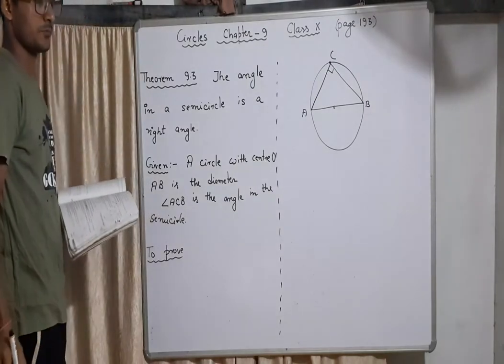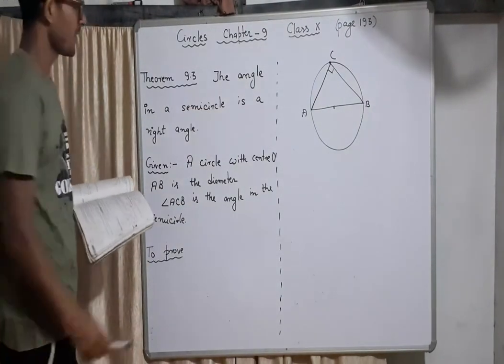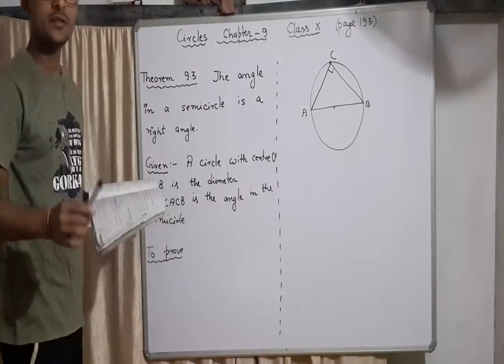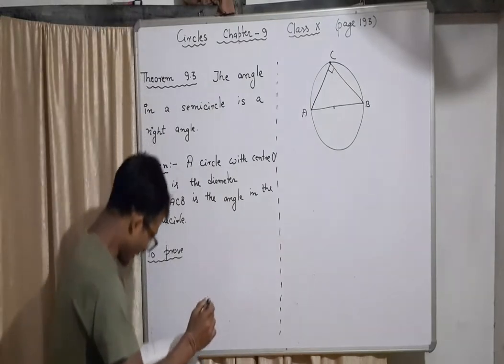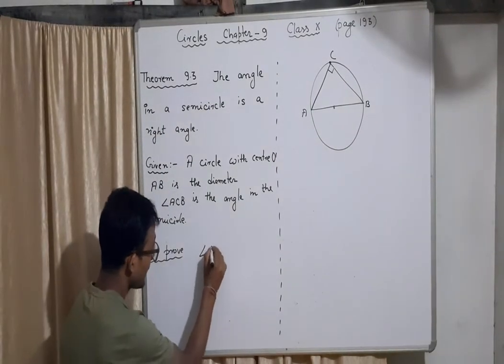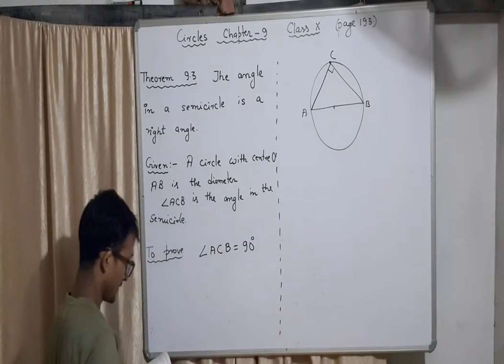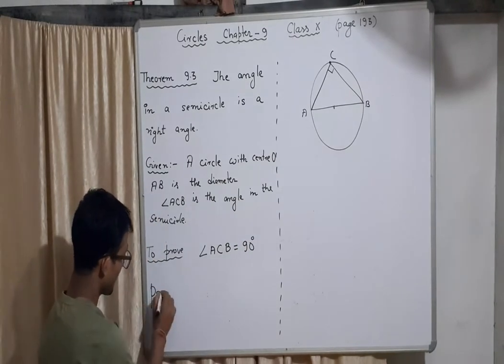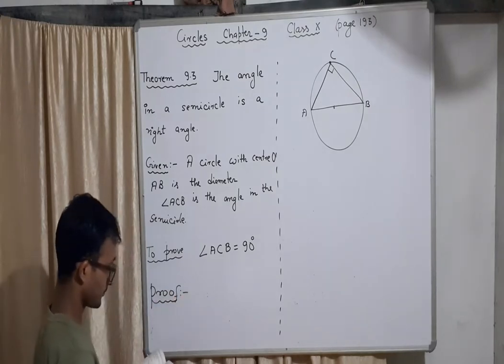This we have to prove. Okay. The known things are that it is a circle. Known thing is that it is a diameter. But the unknown thing is that ACB has to be 90 degrees. So that we are going to prove it here. What we will write here? Angle ACB equal to 90 degrees. Okay. Now we start with the proof of this. What do we do here?